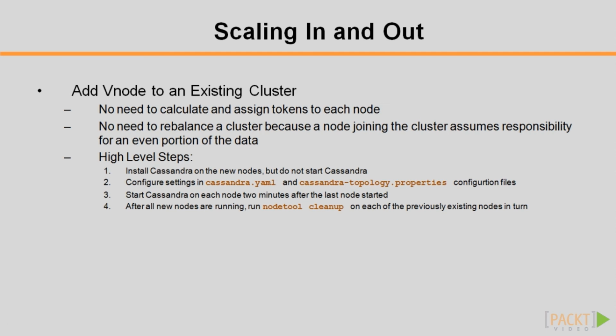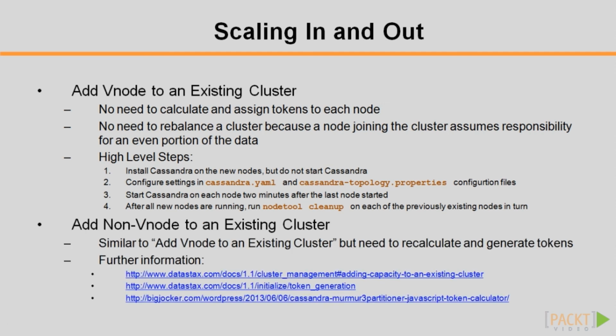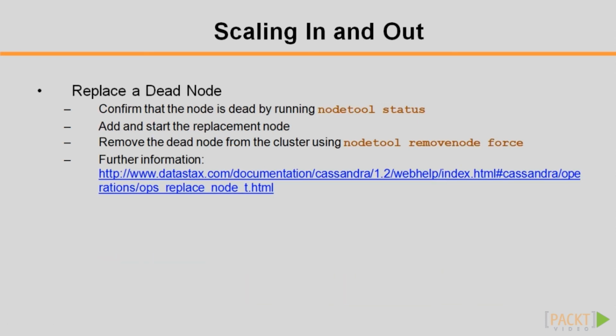Next, start Cassandra on each node 2 minutes after the last node started. After all new nodes are running, run nodetool cleanup on each of the previously existing nodes in turn. Non-vnode is similar to adding vnodes to an existing cluster, except that we need to recalculate and generate new tokens for the existing and the new nodes of the cluster, as well as rebalancing the cluster. You may refer to the given URL for further information. Replacing a dead node is simply a combination of adding a new node and removing the failed node.